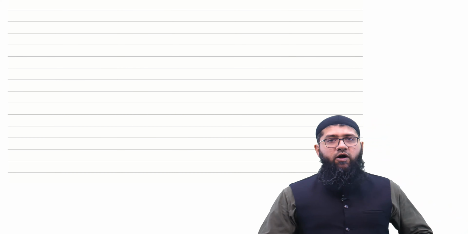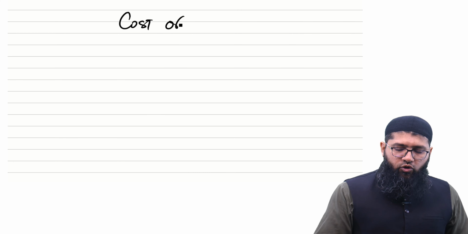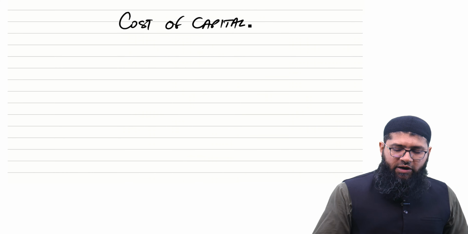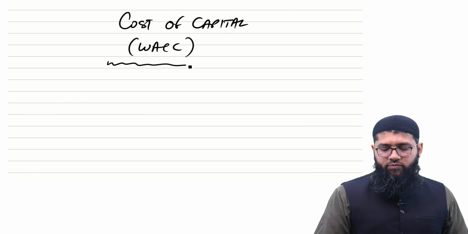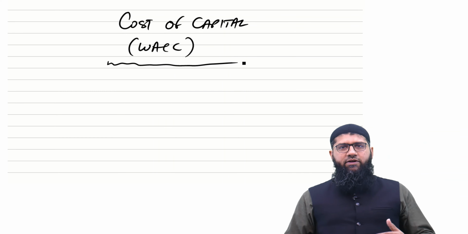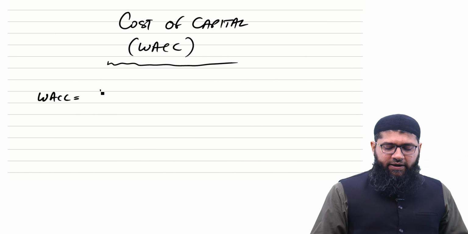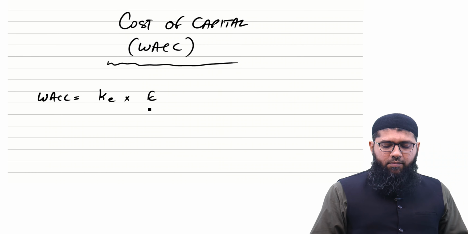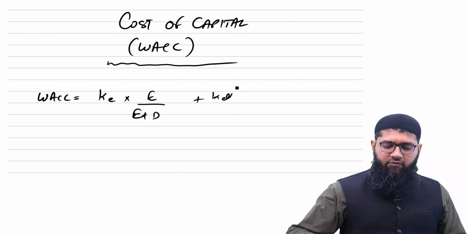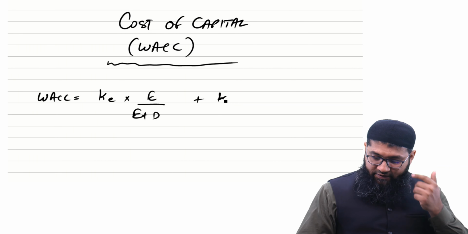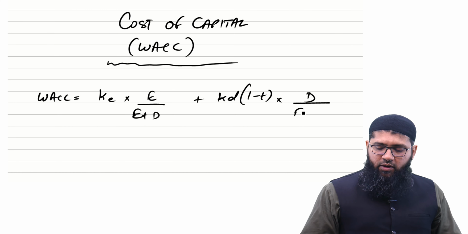Okay, now we move on to the next area, which is called the cost of capital. The cost of capital is also termed as weighted average cost of capital, and the short form of it is WACC. Now if I talk about the weighted average cost of capital, you know how the WACC is calculated. The WACC is calculated like this: KE multiplied by E divided by E plus D, plus KD(1 minus T) multiplied by D upon E plus D.